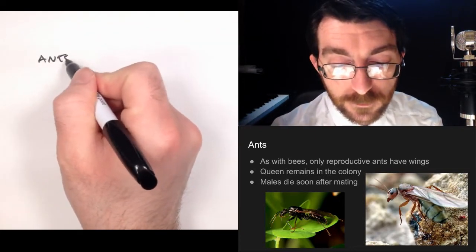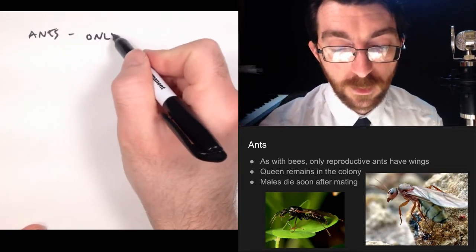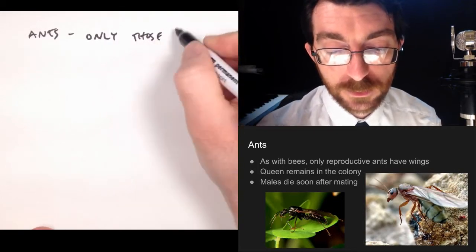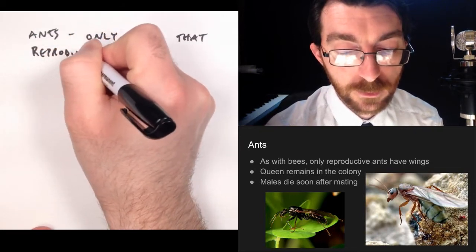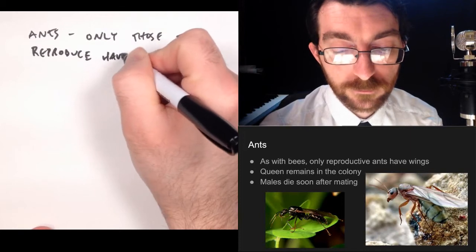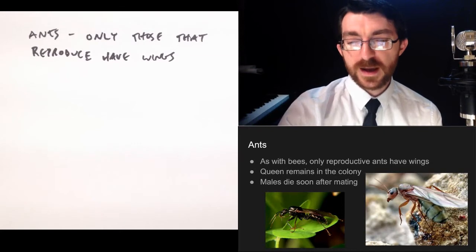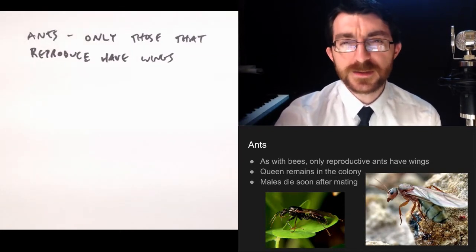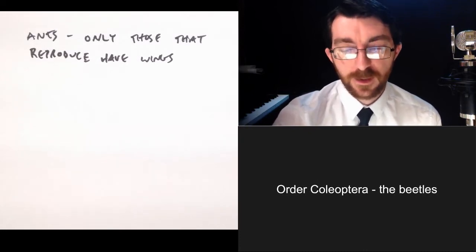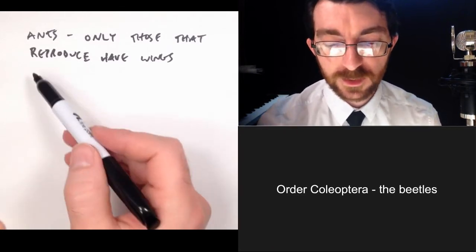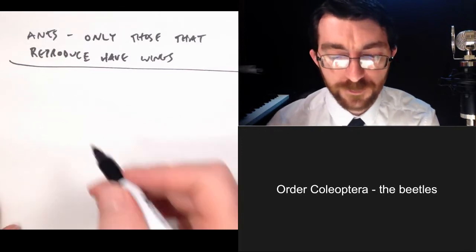So, ants, some have wings. Only those that reproduce have wings. And poor males, they die soon after mating. But apparently male insects don't have a very nice life. Okay, well, I'm not going to get a whole new paper after that. I'm just going to draw a line. Sad moments. All right, so Coleoptera, the beetles.